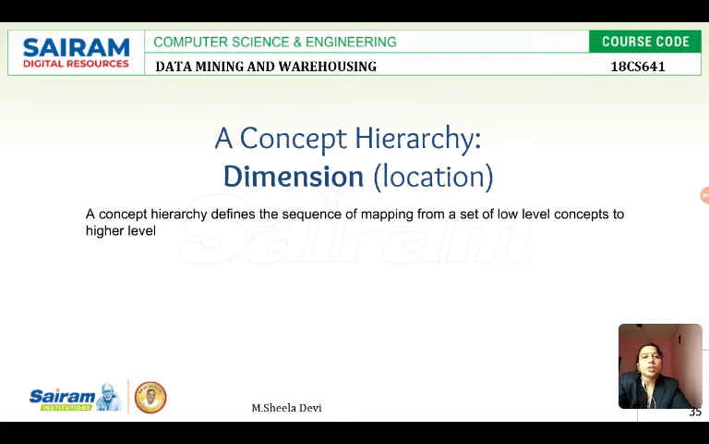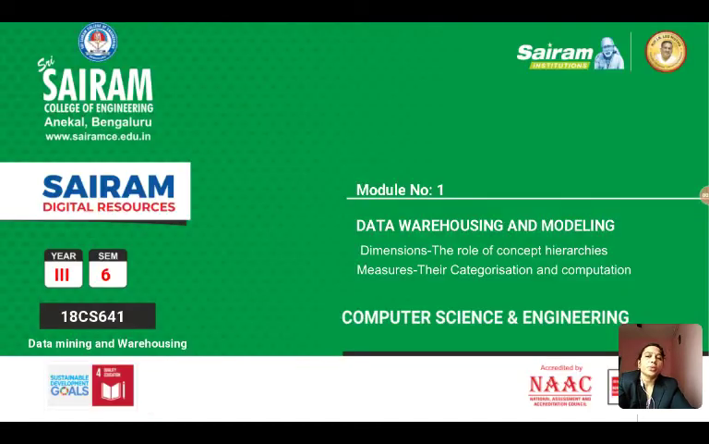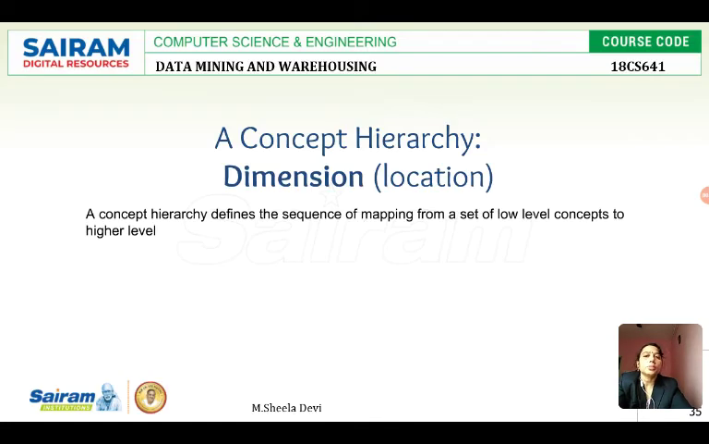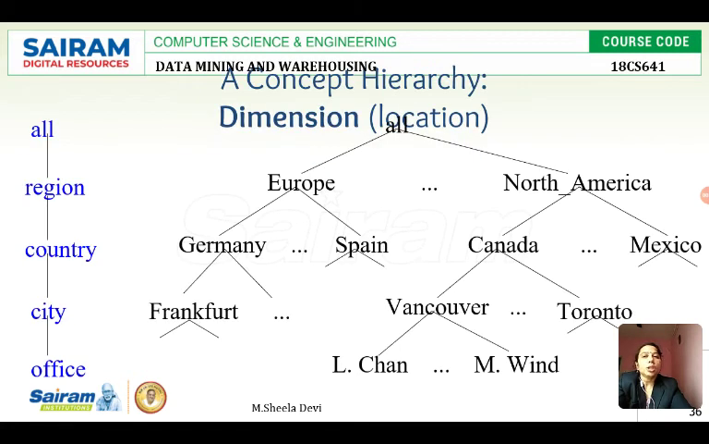So here a concept hierarchy defines the sequence of mappings from a set of low level concepts to higher level ones. What is this low level to higher level? See, if I want to go deep into any data, then I will go to the lower level. If I want to see the summarized data, the undetailed, overall data, then I will be at the higher level.